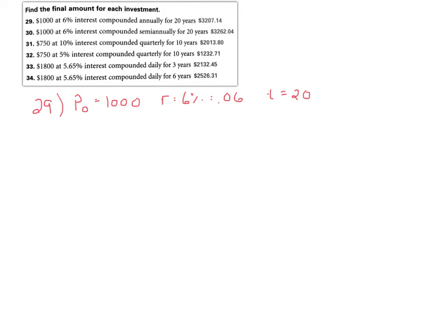So this uses our original exponential growth formula. Our principal after 20 years is going to be our original principal of $1,000 times 1 plus our rate of growth. Since we're doing exponential growth, we add the rate to 1, and we take it to time t. So loading all of that into our calculator, practice with me. We get $3,207.